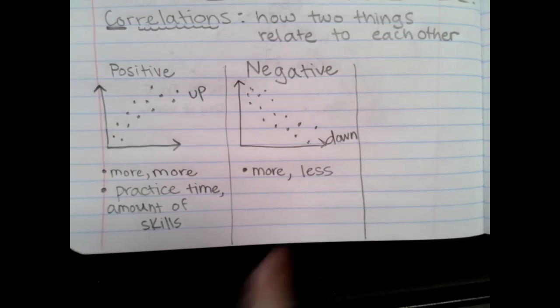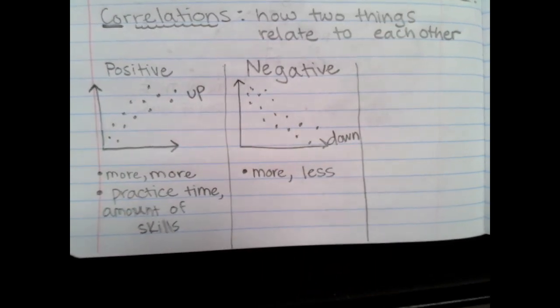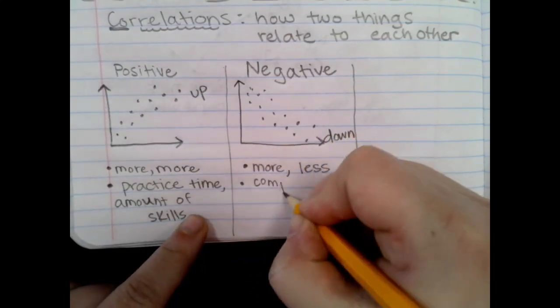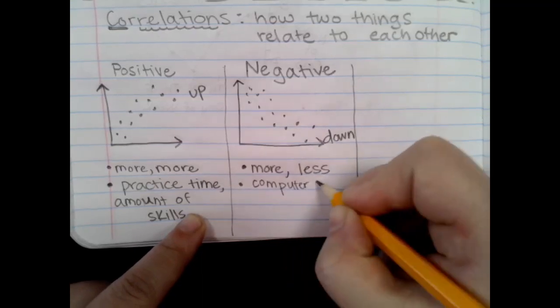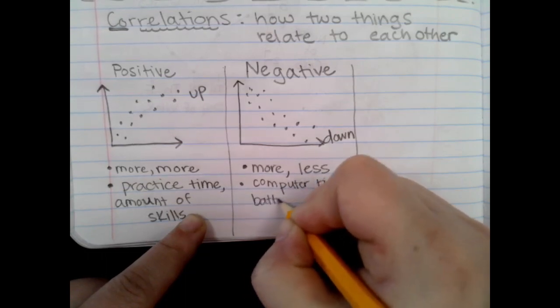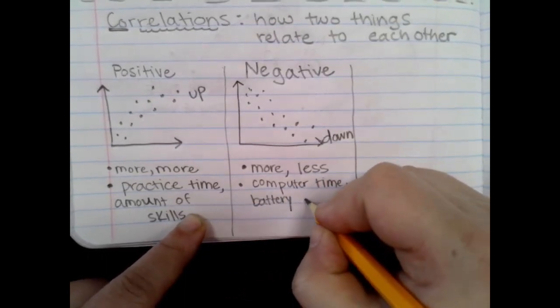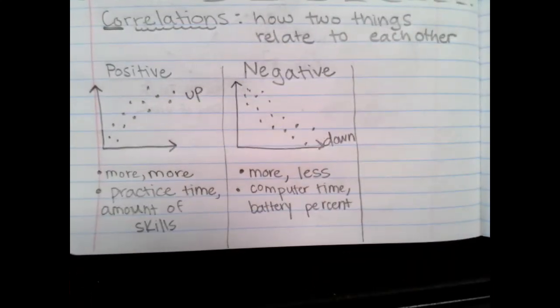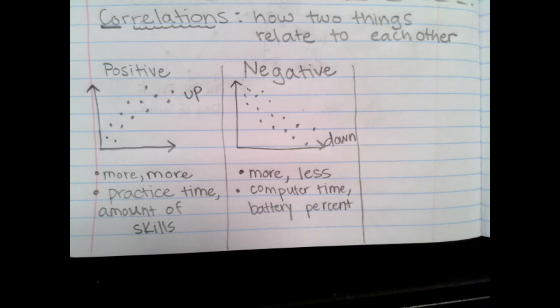Okay, or we can think about our computer. You guys all have a computer, right? As you use your computer more, you spend a lot of time on your computer, what goes down? Your battery. Your battery percent. If you spend less time on your computer, the more percent you have. So the more time you spend on your computer, the less battery you have. Or, if you don't spend a lot of time, the more charge you have.